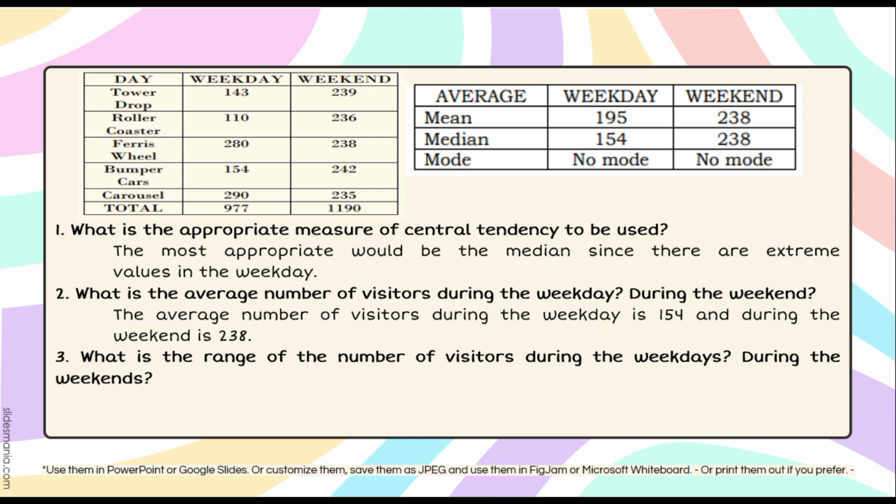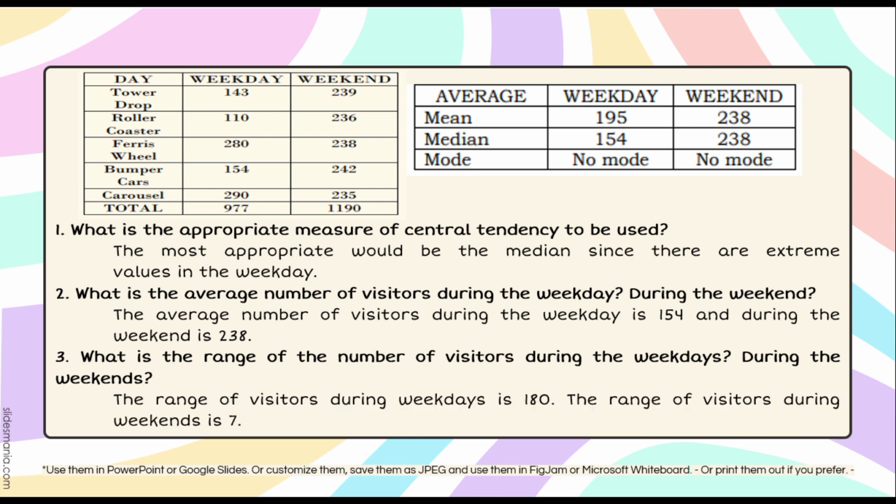And for question number 3, what is the range of the number of visitors during the weekdays and during the weekends? Again, to solve for the range, we simply subtract the lowest value from the highest value. So the range of visitors during weekdays is 180, because 290 minus 110 is 180. And the range of visitors during the weekends is 7. Again, to solve for the range, we simply subtract the lowest value of the data from the highest value of the data.